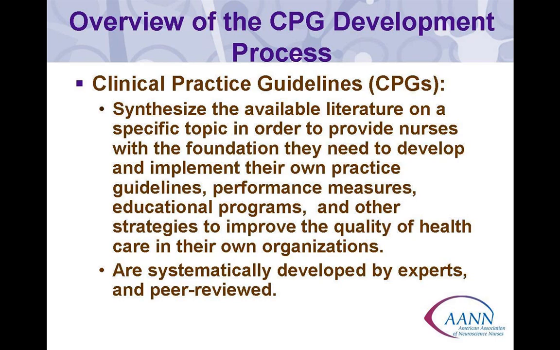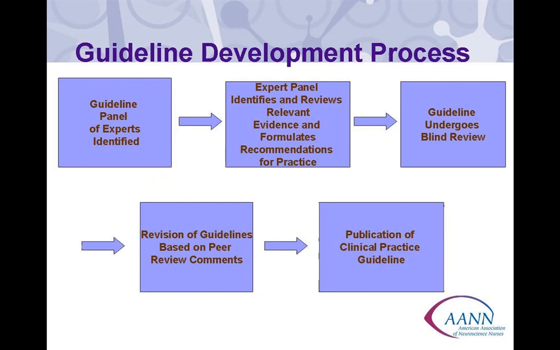So, in brief, the algorithm or the process for the clinical guideline development is as follows. There's a guideline panel of experts identified. Next, the expert panel identifies and reviews relevant evidence and formulates recommendations for practice. Then the guideline undergoes a blind review, followed by revision of guidelines based on peer review comments, and then finally publication of the clinical practice guideline.